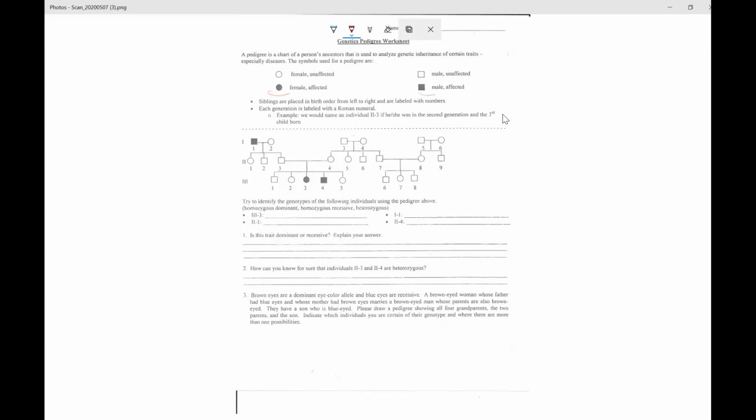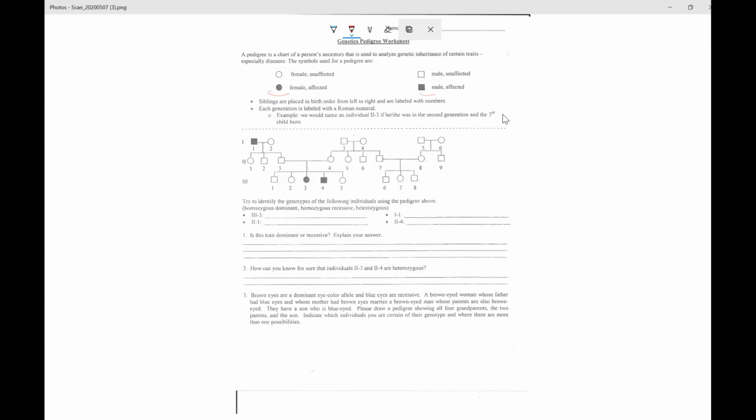And when we're looking at it, a pedigree is a genetic tool that is used by geneticists to follow the inheritance of diseases and disorders through different generations, and to find out the likelihood of parents having children that have a specific genetic trait or disorder or disease.